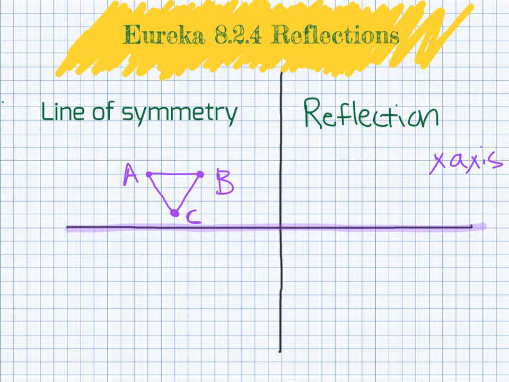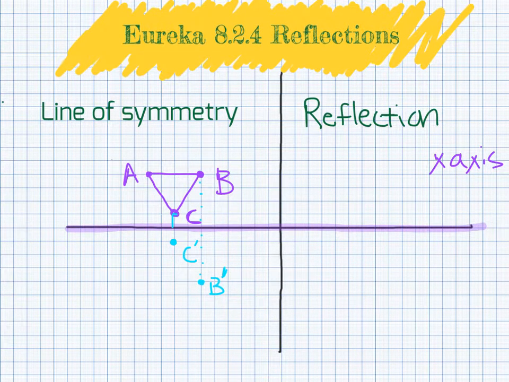I'm going to start with point C since it is the closest. Right now it is 1 unit above the line of reflection. So I'm going to put it 1 unit below and label it C prime. I can see that my B is 1, 2, 3, 4 boxes above the line of reflection. So I'm going to come down 1, 2, 3, 4.